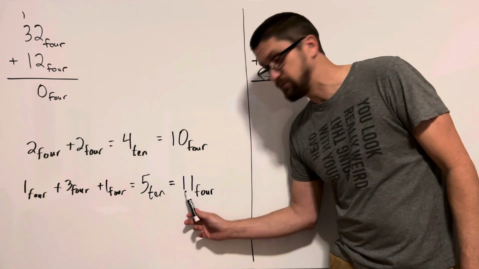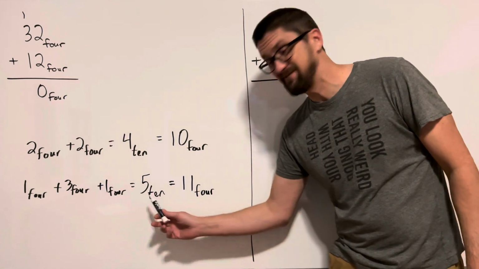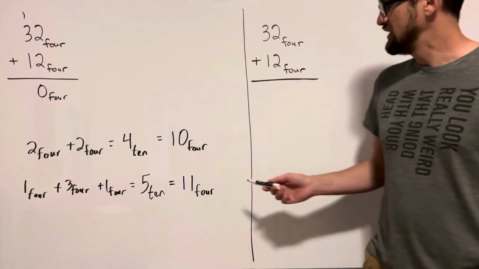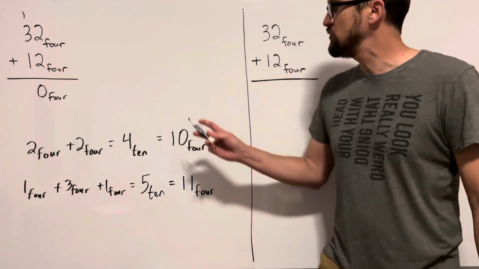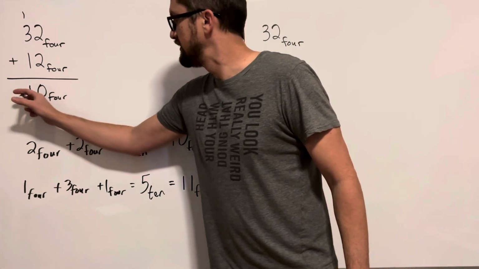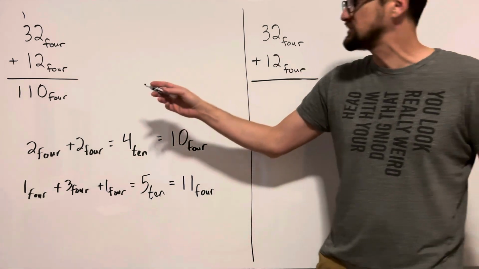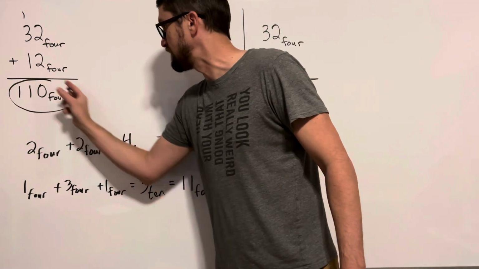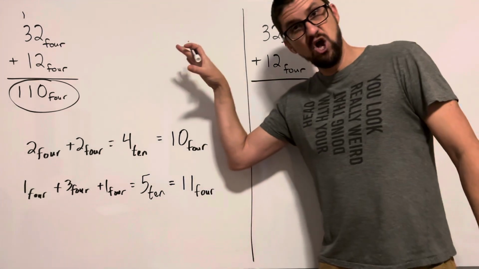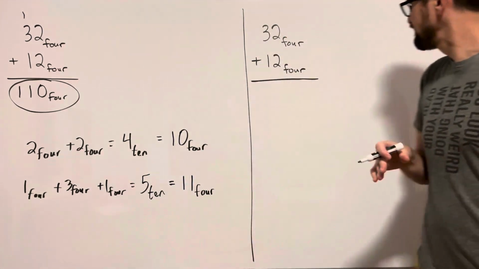I got 1 group of 4 and 1 group of 1, which make 5 in base 10. So now you're going to take this 1, 1 base 4 and put it right there. So 3, 2 base 4 plus 1, 2 base 4 is going to be 1, 1, 0 base 4. That is one way of doing it.